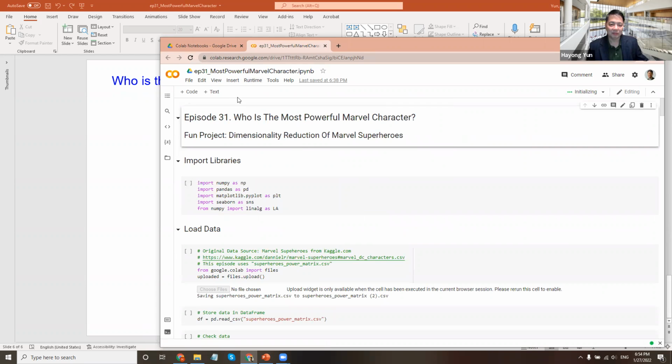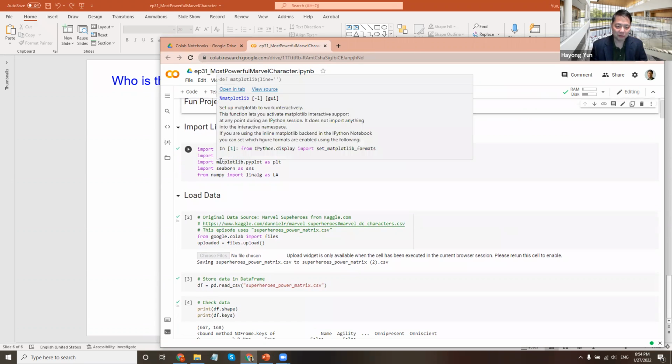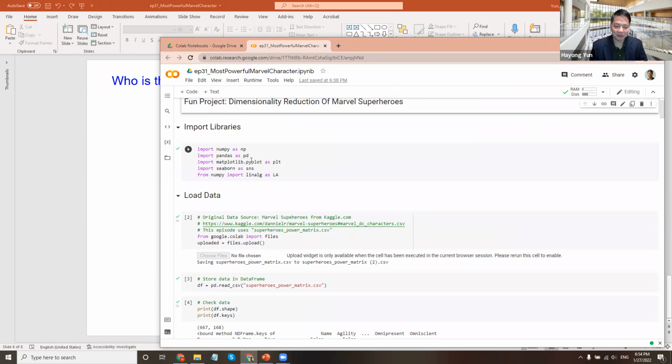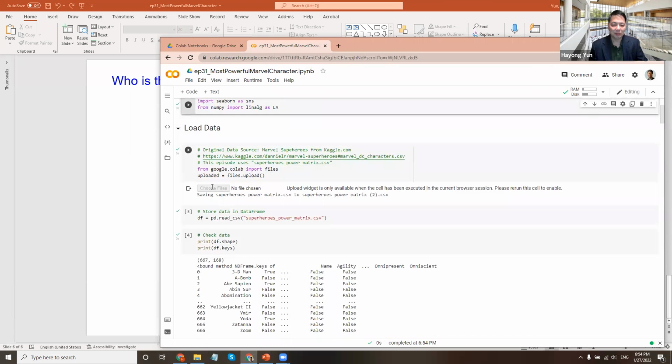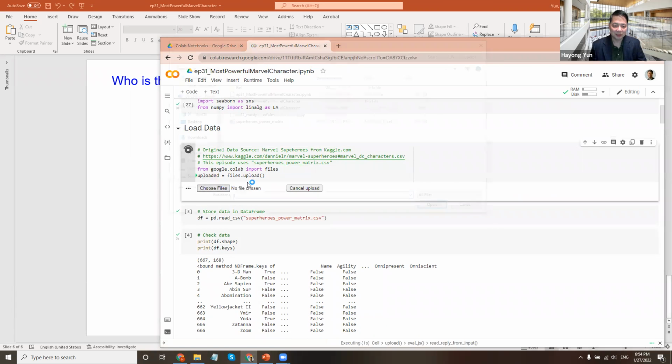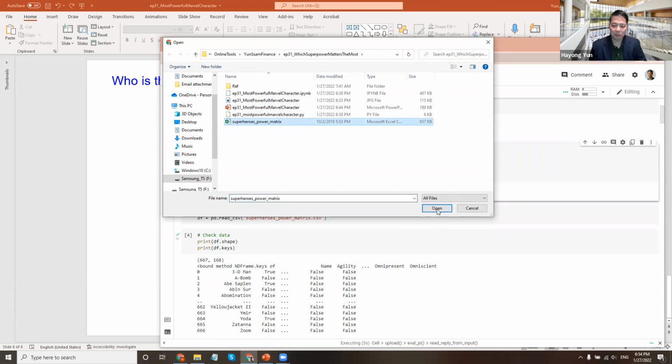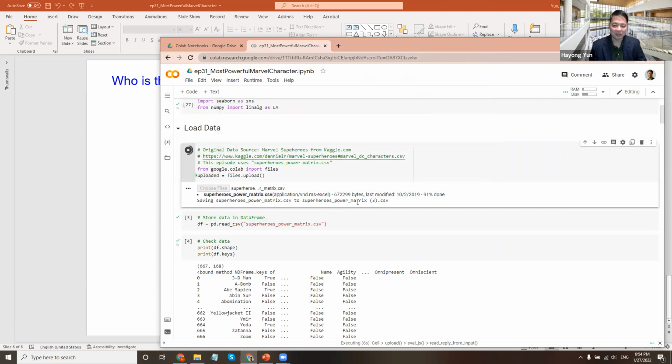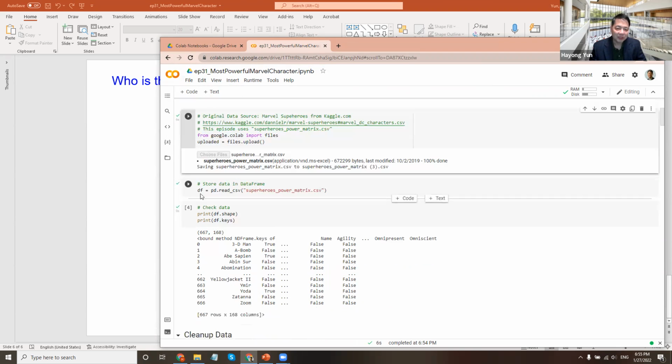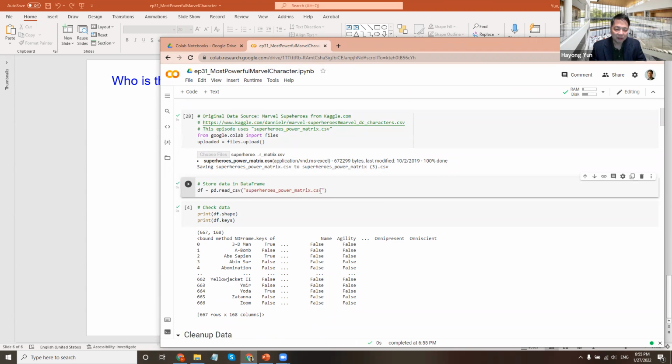So I already uploaded it on Google Drive, so I'm just clicking and opening it up. I'm going to use NumPy array as usual, and Pandas to manipulate that array. I'm plotting using pyplot, Seaborn, and NumPy for the eigenvector. So let me just do that. Let me load the data, which is the superheroes power matrix, a 667 by 167 matrix, and read it into the Pandas data frame.